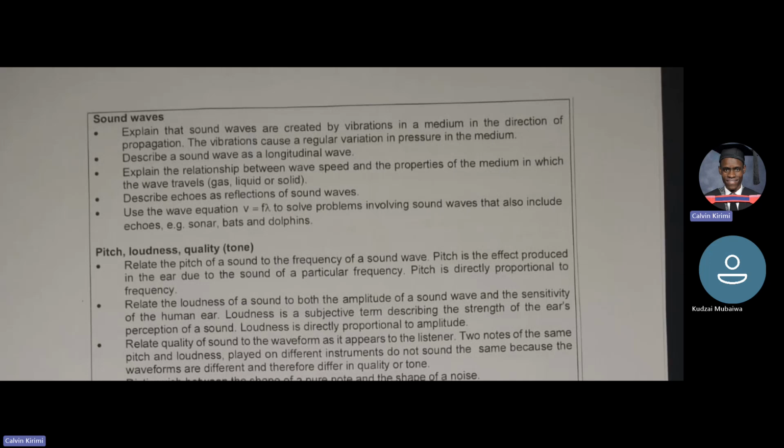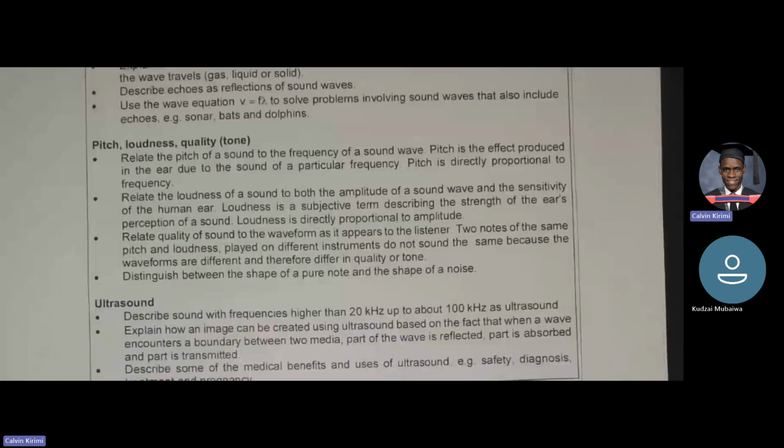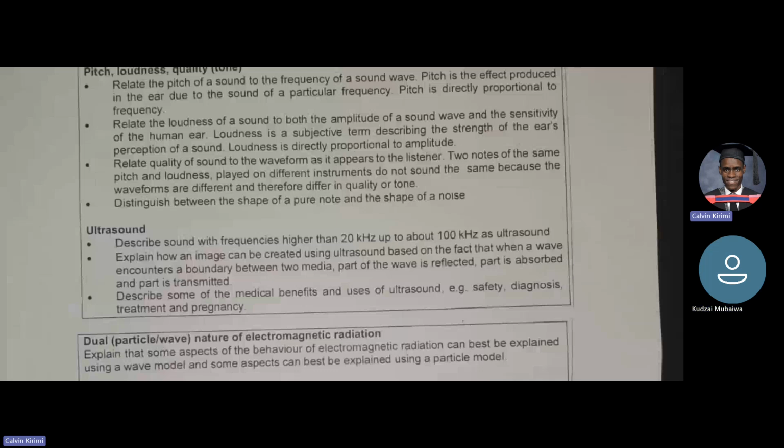When they talk of pitch, what do they mean? The loudness, quality, and tone. So relate the pitch of a sound to the frequency of a sound. Pitch is the effect produced in the ear. So the pitch is directly proportional to the frequency. Once they say you have increased the pitch, you have increased the frequency. That's what they are saying there. These are theoretical problems, so you must read these ones before you go for theory.